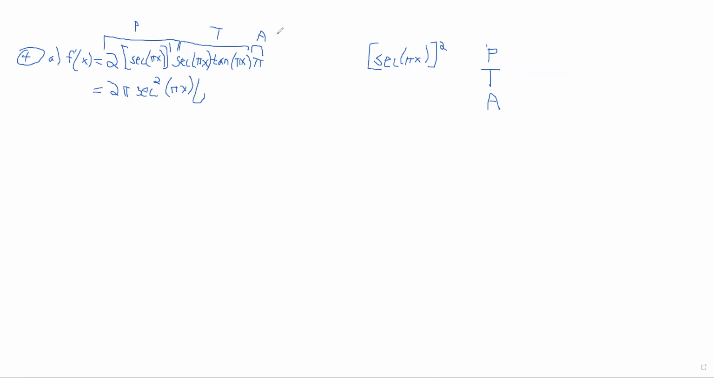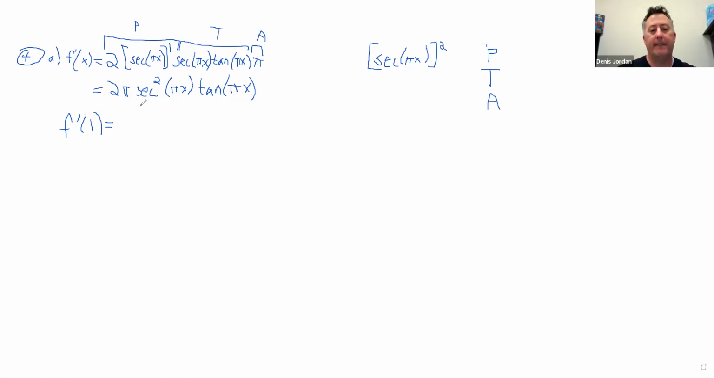So that's the derivative: 2 pi, secant pi x, tan pi x. Now we plug in the 1, where x equals 1. So 2 pi, secant squared pi times tan pi, times 1. That's 2 pi secant squared pi.